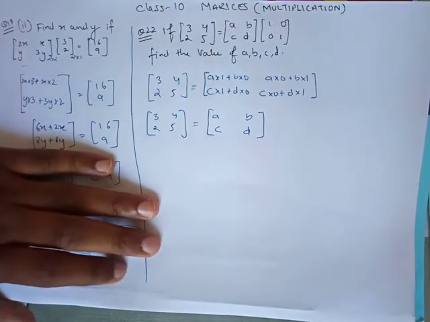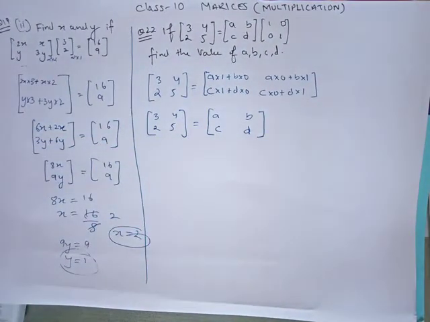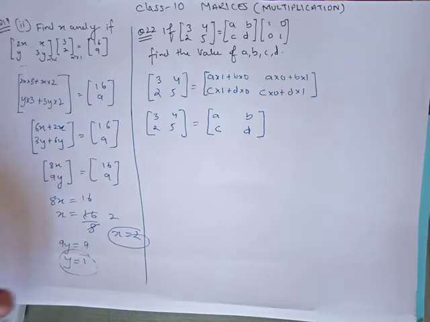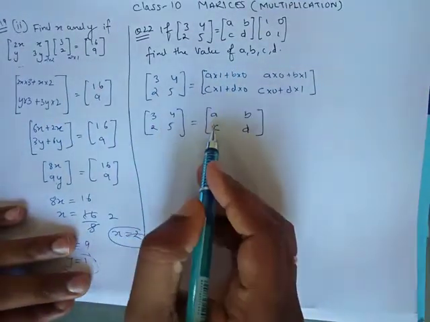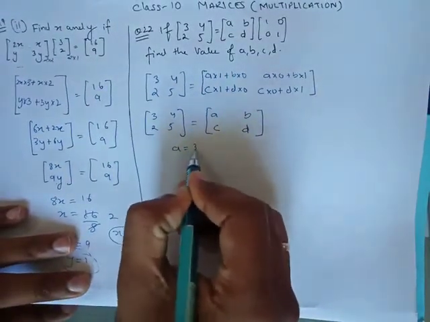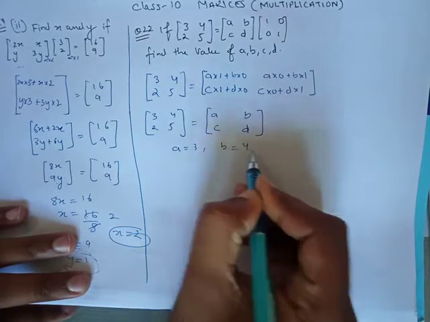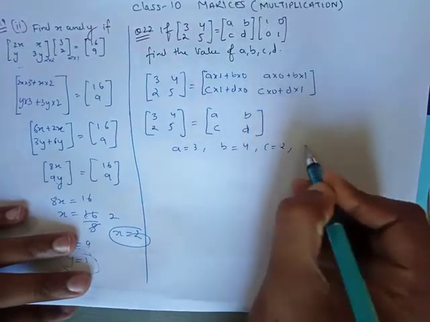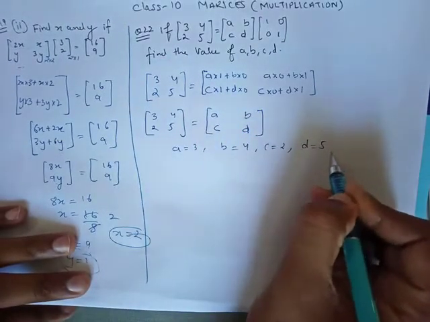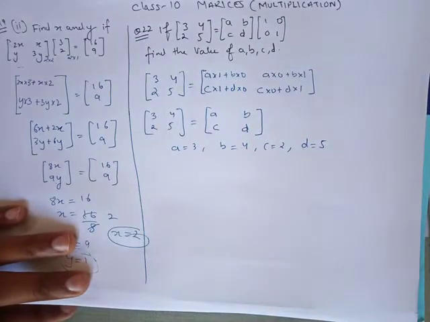Okay, you guys can have a look very carefully. You will understand this. It's not that tough that you won't understand this. Okay, you got it? So now you guys can just compare both the matrices and you can say A equals to 3, B equals to 4, C equals to 2 and D equals to 5. That's how you give your answers, right?